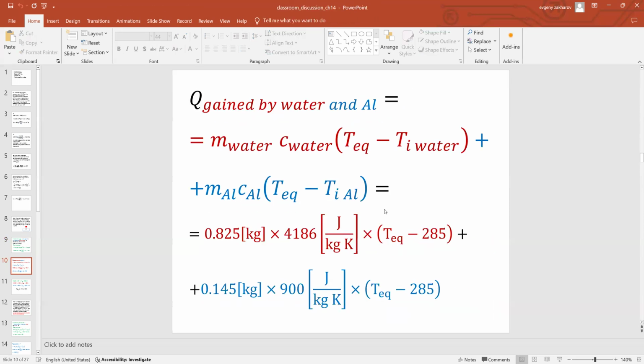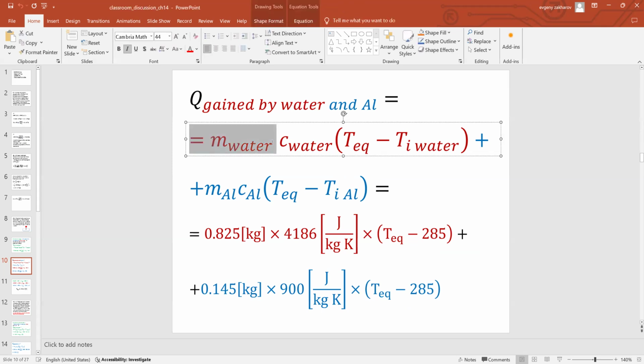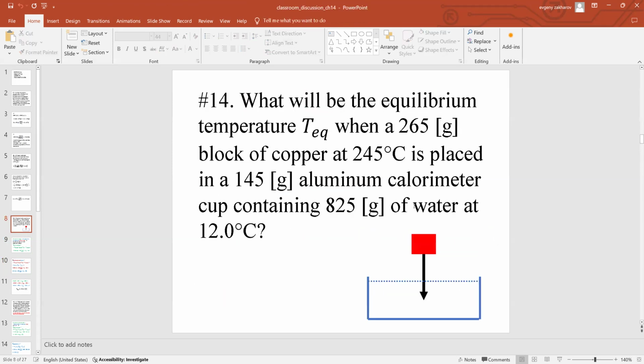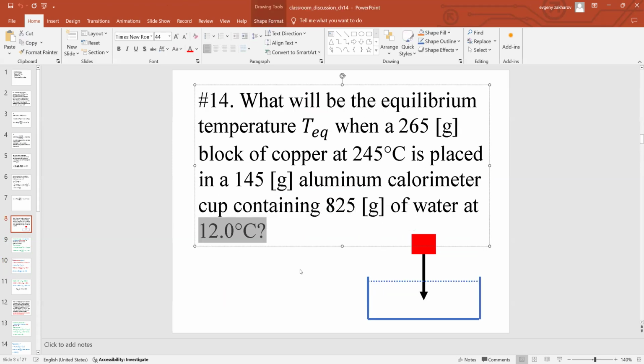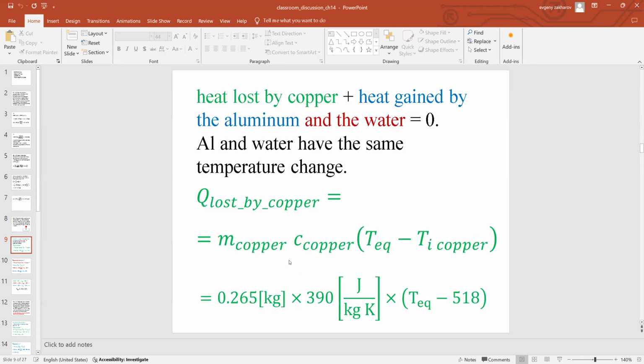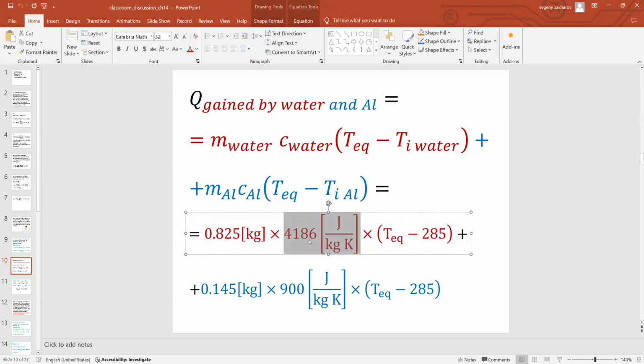Next, we have the calorimeter made of aluminum and water. So first of all, we have water, the mass of water, the specific heat for water. Be careful, water being liquid. We have 12 degrees Celsius. It's in between 0 Celsius, which is the freezing point, and 100 degrees, which is the boiling point. So we are in the liquid phase. And for liquid phase, you have to go with the 4186 value. There's no ice. There's no steam. It's all liquid.